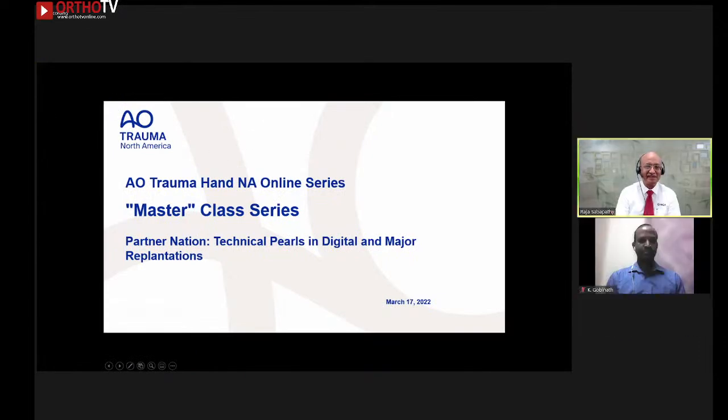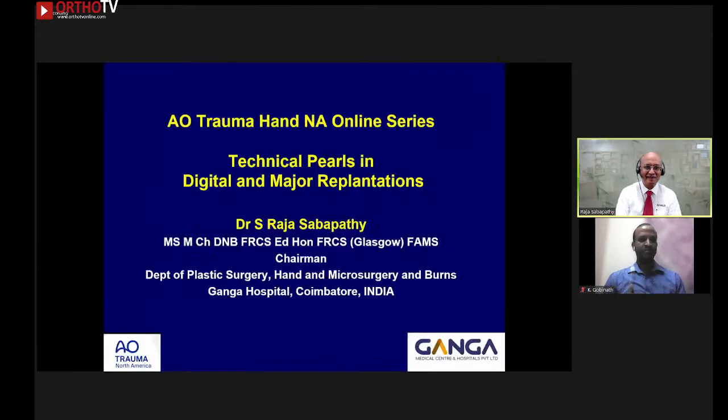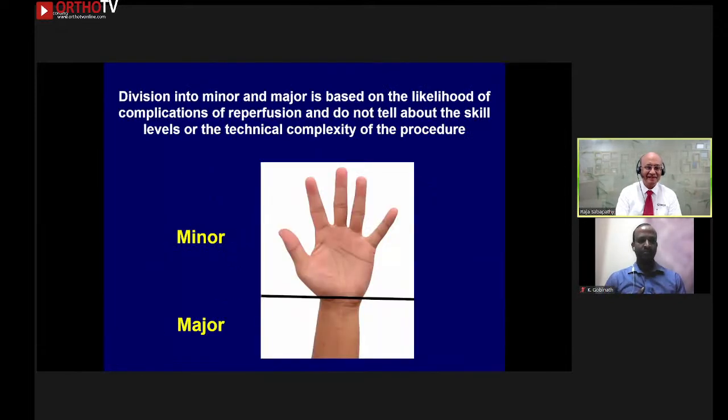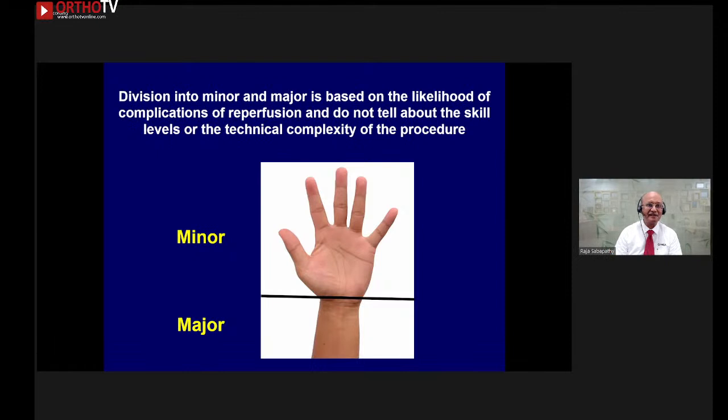The title that has been given to me is Technical Pearls in Digital and Major Replantations. It is normally called a minor replant and a major replant, and the division level is at the level of the wrist. This division is very arbitrary because it doesn't really tell you about the complexity of the procedure. It's just that in a minor replant, the possible systemic complications will be lesser.